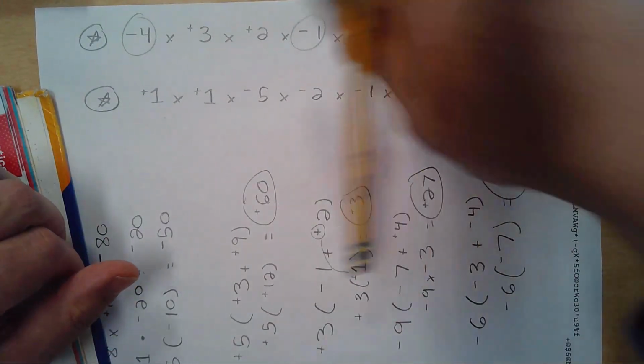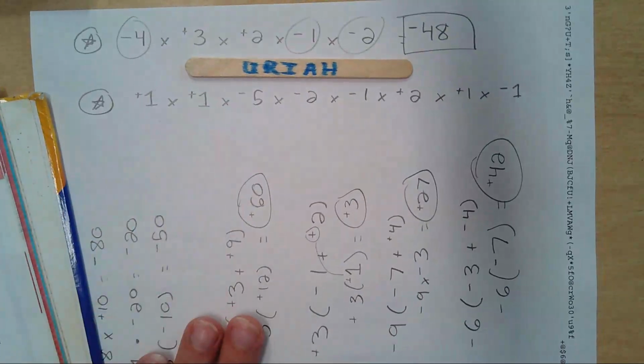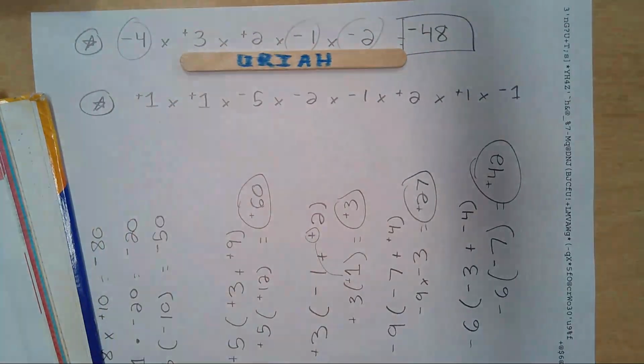And you guys are the last one once again. Yep, and there it is. I'm coming up here to do the problem since I can't see you. So what's 1 times 1 times 5 times 2 times 1 times 2 times 1 times 1?